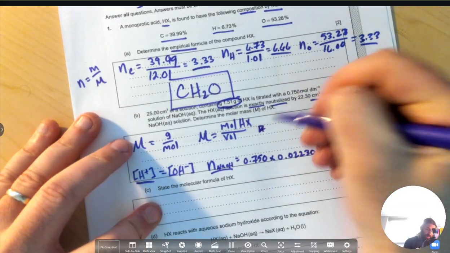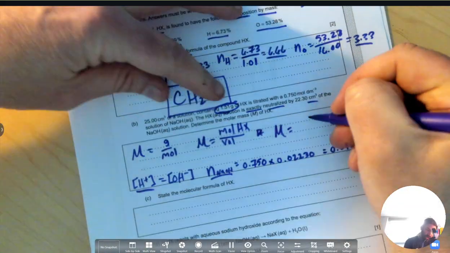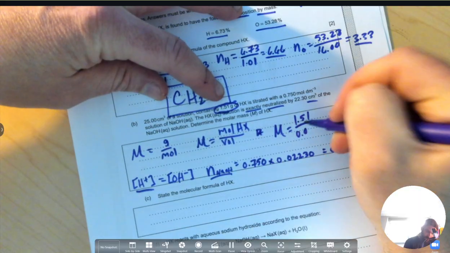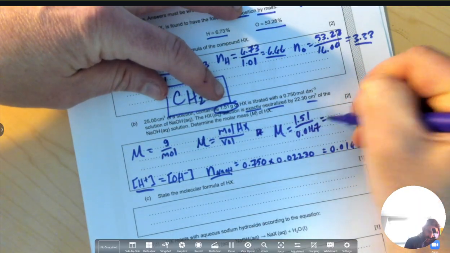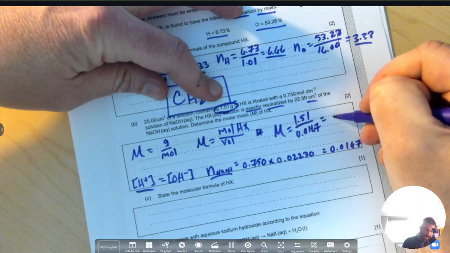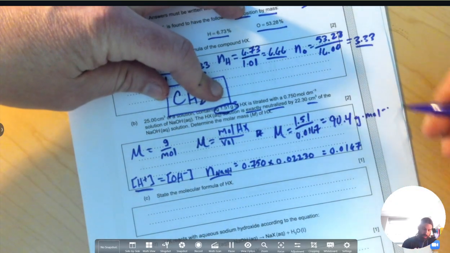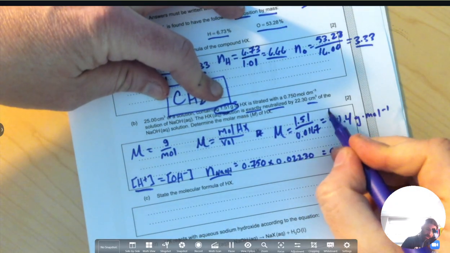So to get the molar mass, I just take the grams, which is 1.51, and divide by the number of moles, which we determined was 0.0167. And when you do that, you get 90.4 grams per mole. And that's your answer.